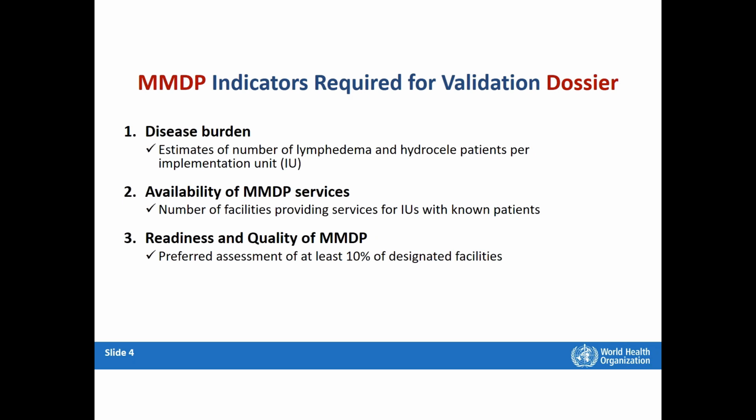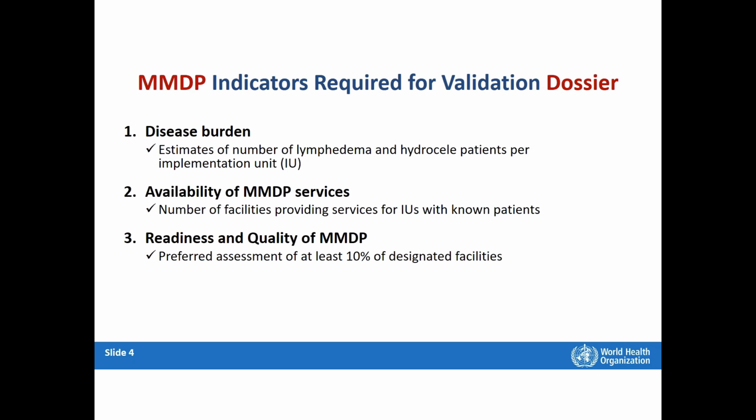Additionally, when a country has progressed through the program, through MDA and implementing MMDP, when they go to claim that they have achieved elimination as a public health problem, there are certain documentation, certain indicators that they will have to provide and document in the validation dossier to obtain this acknowledgement from WHO. And there are three main areas. One is the countries have to know the disease burden. That means estimates of the number of lymphedema and hydrocele patients at the implementation unit level.